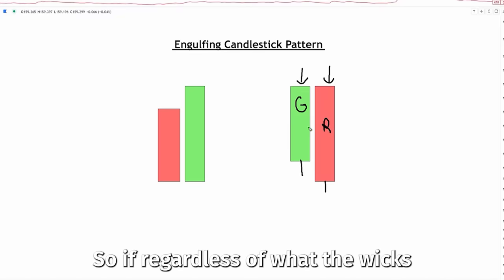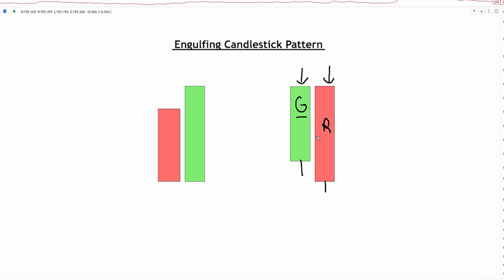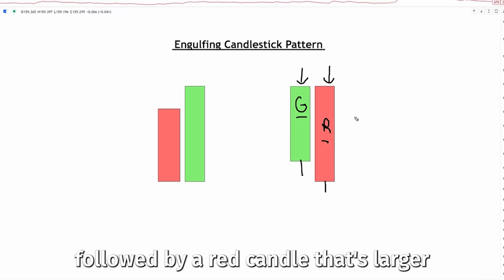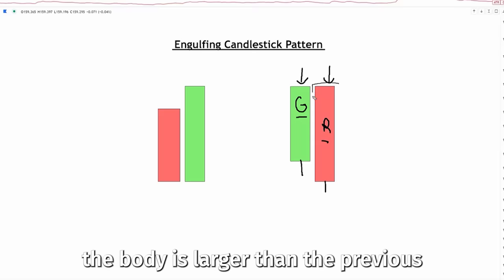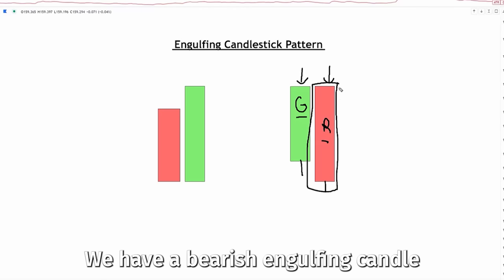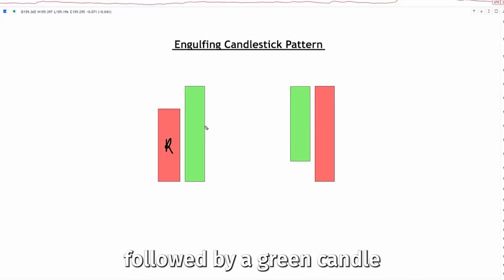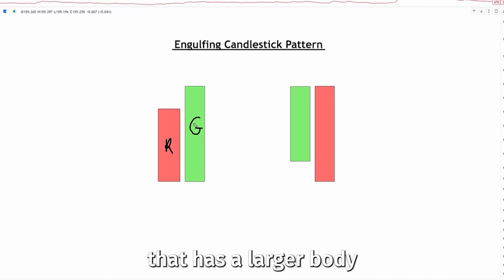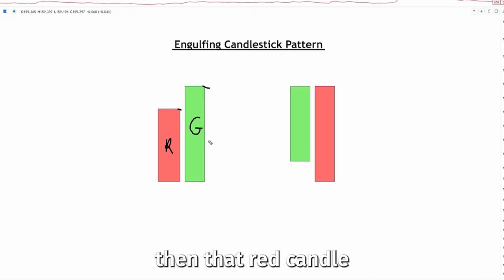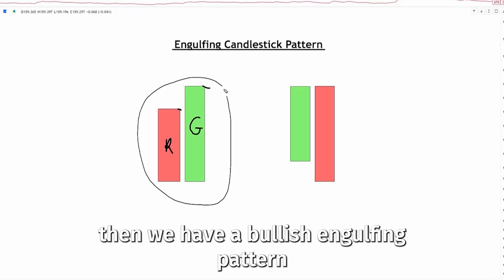So regardless of what the wicks look like, if we have a green candle followed by a red candle that's larger, the body is larger than the previous green candle, we have a bearish engulfing candle. And if we have a red candle followed by a green candle that has a larger body than that red candle, then we have a bullish engulfing pattern.